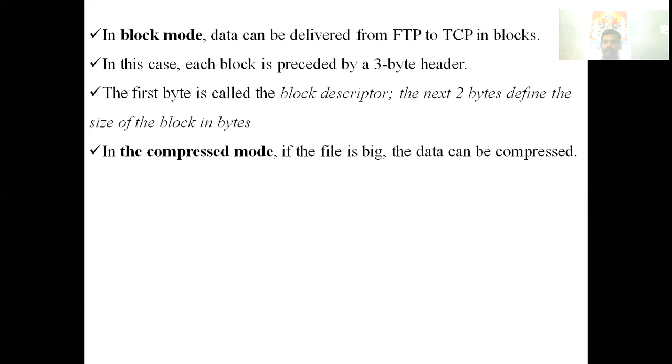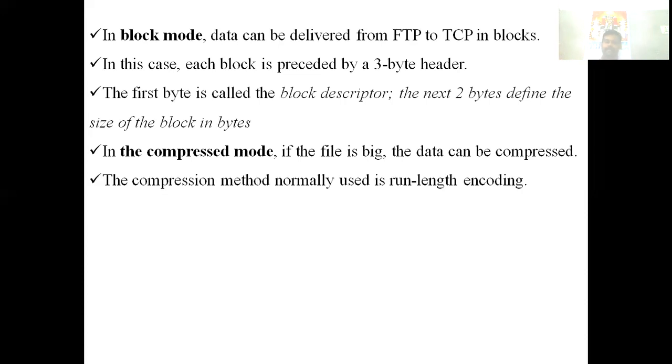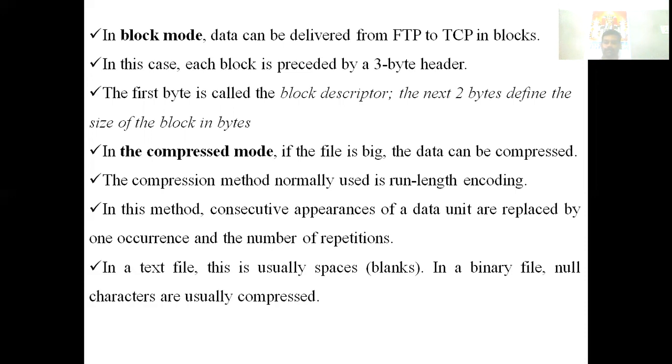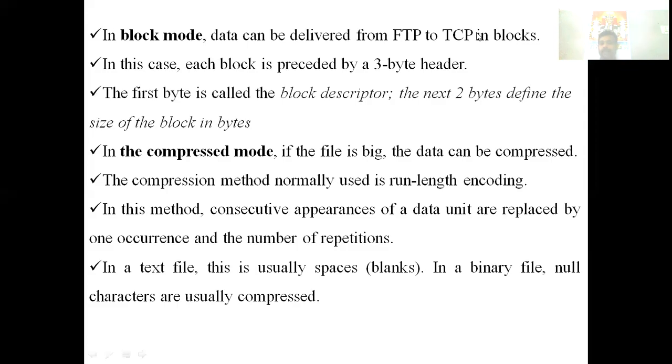The third one is compressed mode. If the file is big, the data has to be compressed. The compression method normally used is run length encoding. In this method, consecutive appearances of a data unit are replaced by one occurrence and the number of repetitions. In a text file, this is usually spaces. In a binary file, null characters are usually compressed. So you have seen FTP.